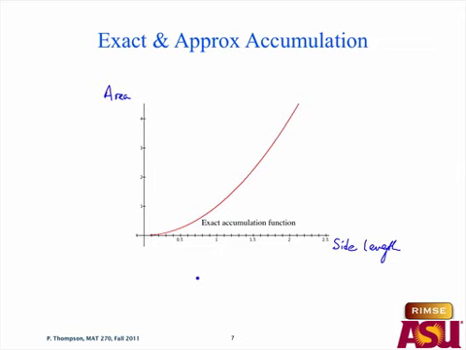So if we create an approximate accumulation function, what will that be like? We want an approximate way of approximating the accumulation that's going to help us get what the rates are as the side length increases. What we're after is the rate of change of area. So we're going to start by having an approximate accumulation function that's going to help us nail down some rates. What will that approximate accumulation function be like?